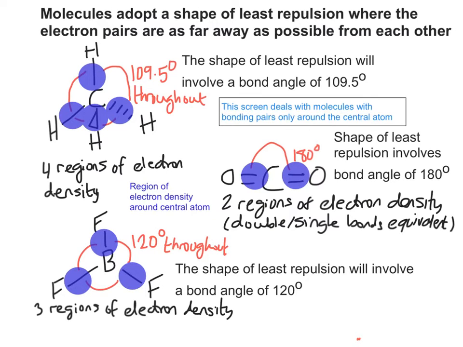If they have 2 regions of electron density, and make a note here that we consider double and triple bonds to be 1 region of electron density apiece, so it's not 4 regions of electron density because you have 2 double bonds, it's 2 regions of electron density. In this case, the shape of least repulsion gives you a bond angle of 180 degrees.